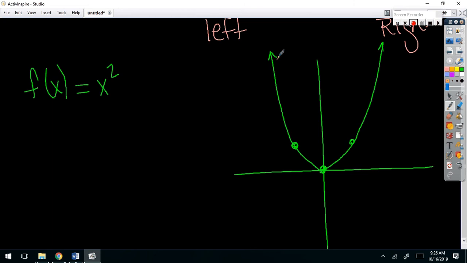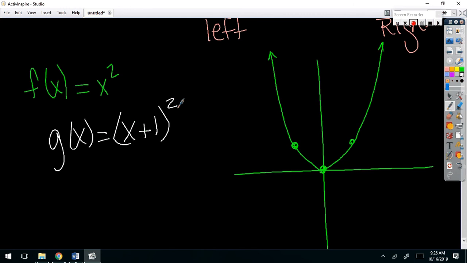What about g of x if it is x plus 1 squared? Do you see the difference in how I wrote that? Why that's a horizontal translation instead of a vertical? It's only to the x. This is not the same as this. This is a vertical. This is a horizontal. All right, so you're exactly right.